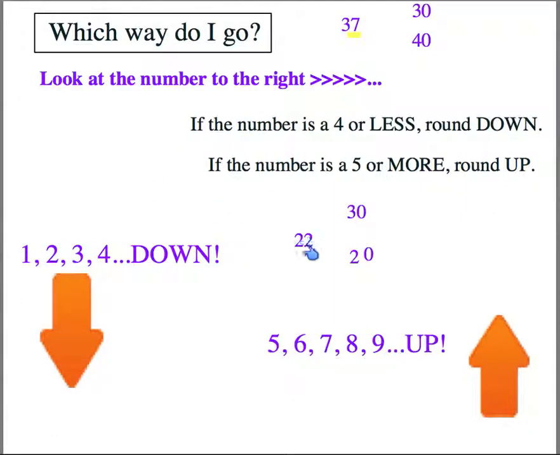Well, the number that we're changing is that 2 in the tens place, but the number that we look at is the one to the right. This is a 2. This falls into this category. We go down to a 20.